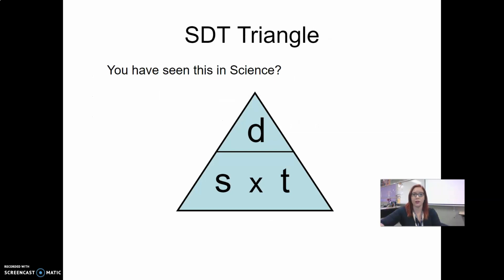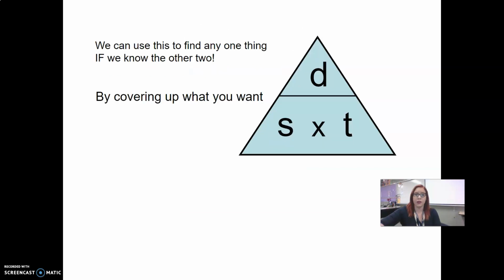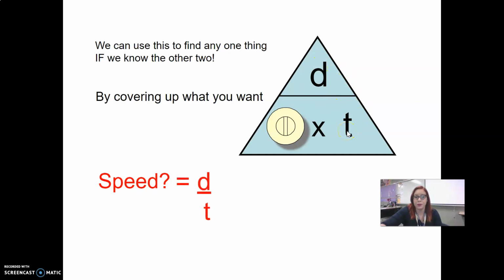So today I want to show you how to use our distance, speed, time triangle. By covering up what you are missing, you can solve a problem for either distance, speed, or time. So I'll give you an example. If you don't know what speed is, then you would cover up the S. And that leaves you with just the D over the T. If you remember that line, when we put a number over another number with a line in between, that's a division problem. So this would be distance divided by time.